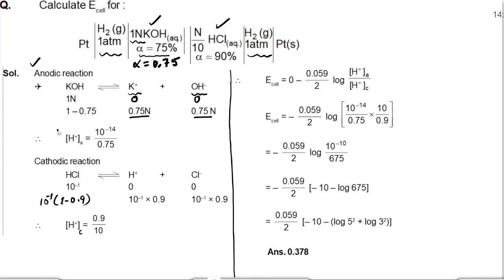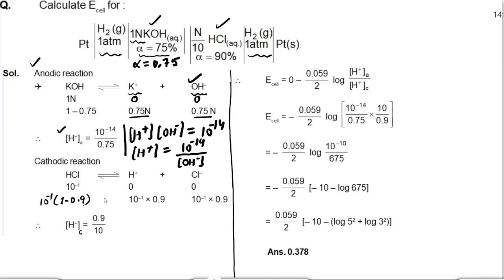So H plus ion concentration is 10 raised power minus 14 upon 0.75. Why is it so? Because you know H plus ion concentration into OH negative ion concentration is 10 raised power minus 14. OH negative concentration is given to you, so H plus ion concentration is 10 raised power minus 14 divided by OH negative ion concentration.